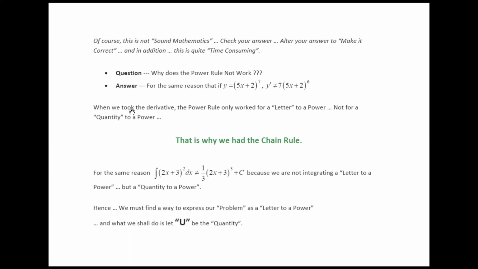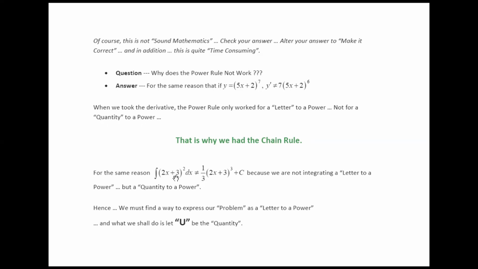We found out that the power rule for the derivative only works when you have a letter to a power, but we don't have a letter to a power. We have a quantity to a power, and so we developed the chain rule to take care of that problem. Now, for the same reason, the antiderivative of (2x + 3)² dx is not equal to (2x + 3)³ over 3, because this is not a letter to a power. This is a quantity to a power.